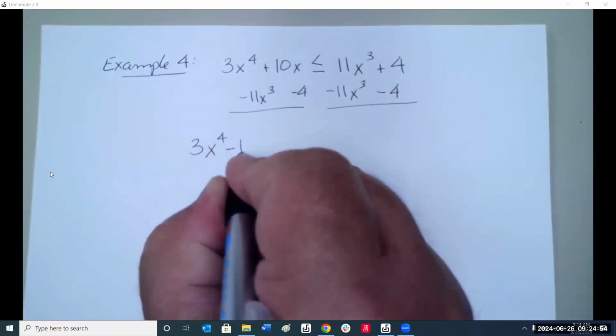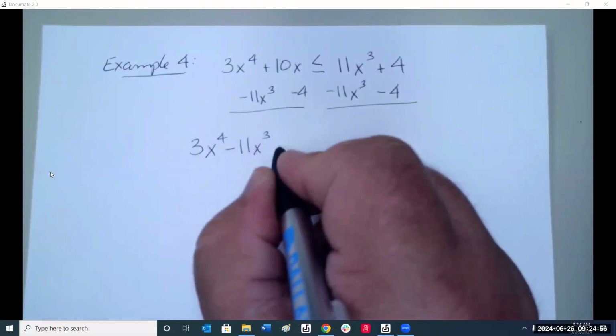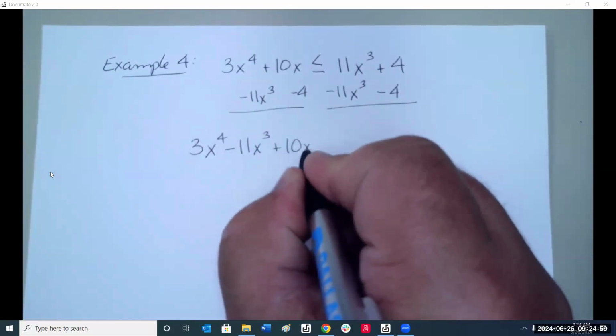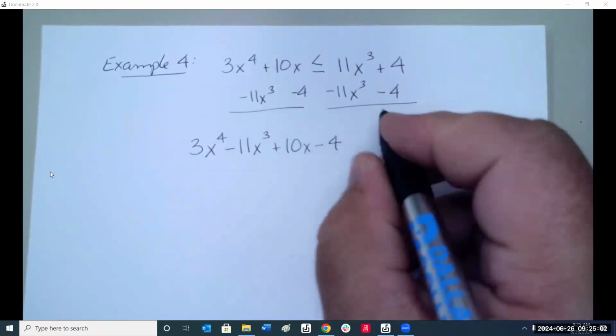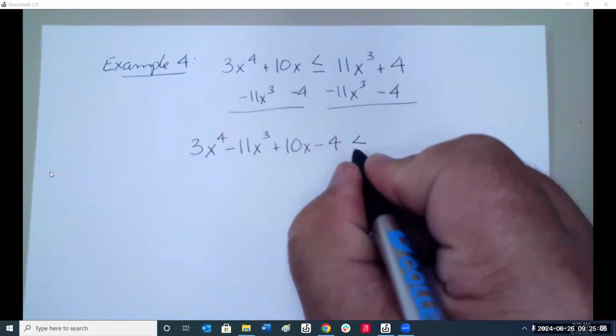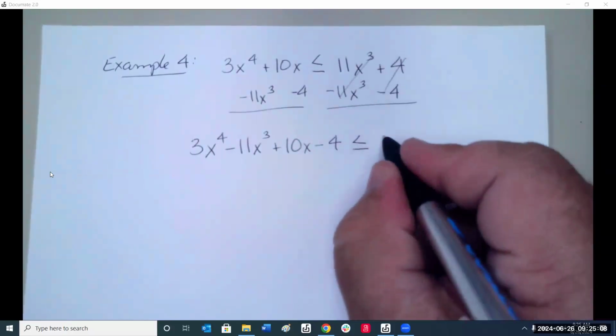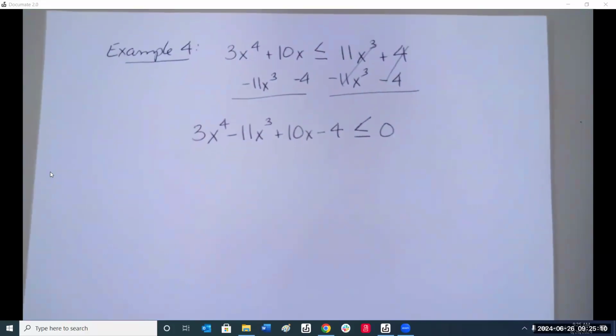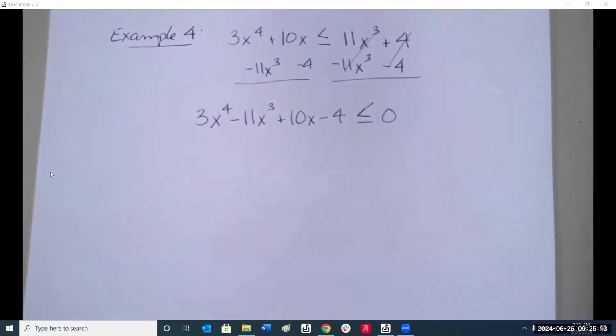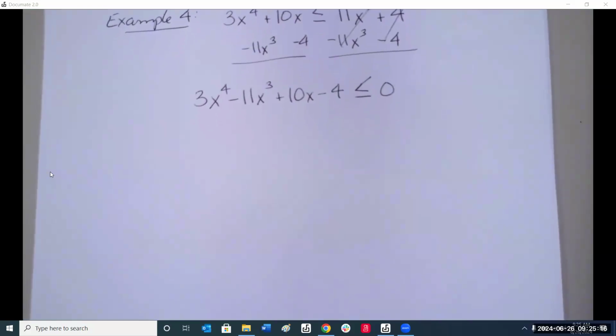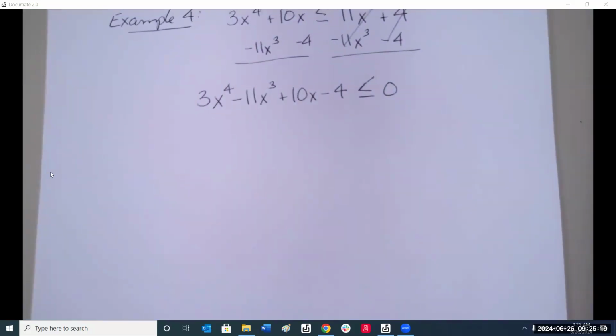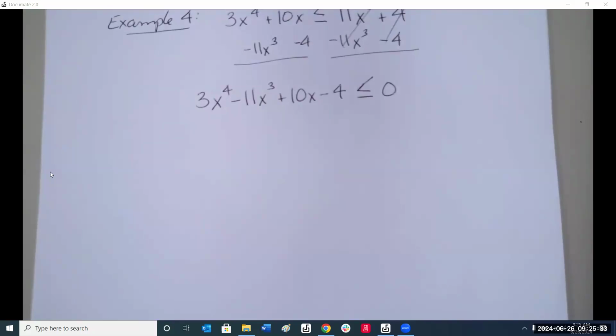Three x to the 4th minus 11x cubed plus 10x minus 4 less than or equal to 0. Okay. It's a fourth order equation. What do we do? How do we solve it?